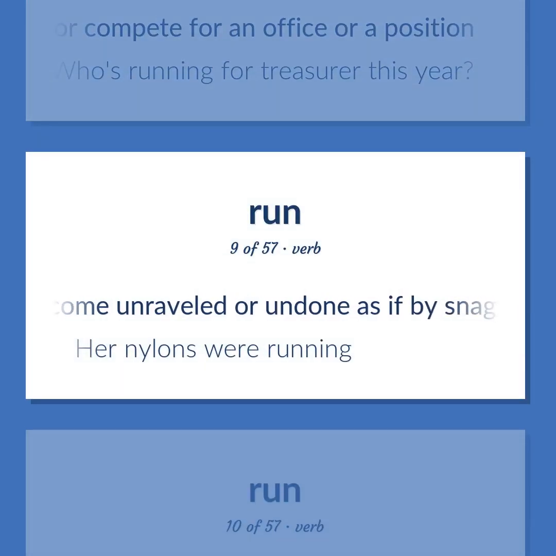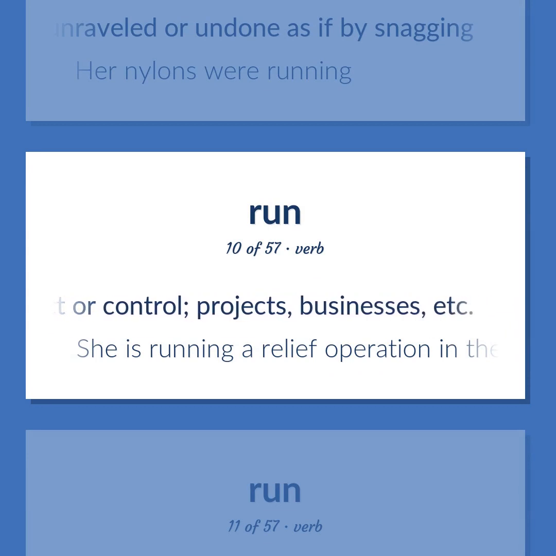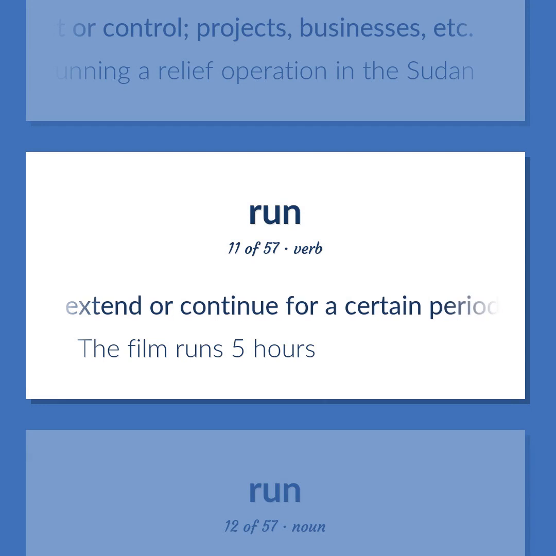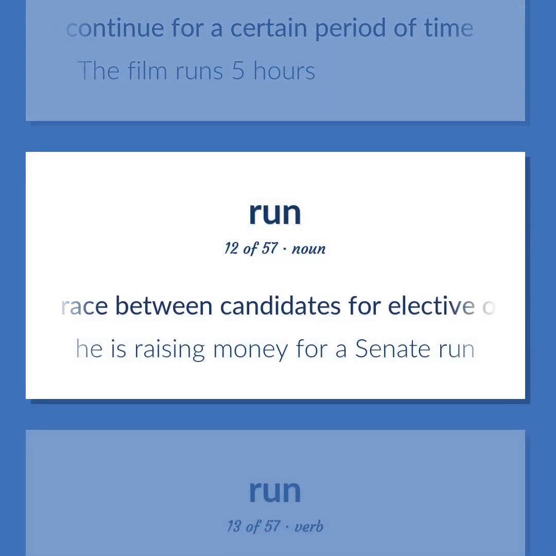Come unraveled or undone as if by snagging. Her nylons were running. Direct or control projects, businesses, etc. She is running a relief operation in the Sudan. Extend or continue for a certain period of time. The film runs 5 hours. A race between candidates for elective office. He is raising money for a Senate run.